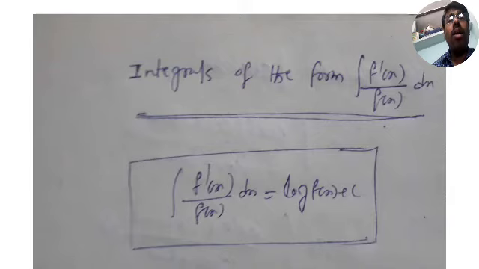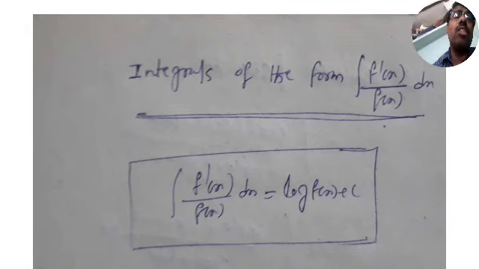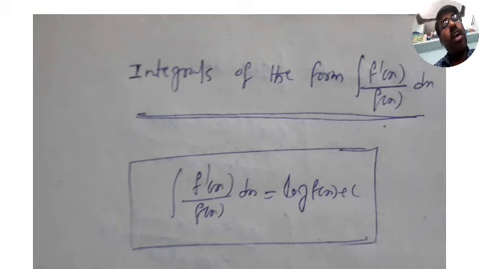And one more formula: integration of f prime of x by f of x dx is log of f of x plus c. That is, there is a function in the denominator and its derivative is in the numerator, then it is log of the denominator, that is log of f of x plus c. These two formulas I introduced yesterday, and we did problems on them also.